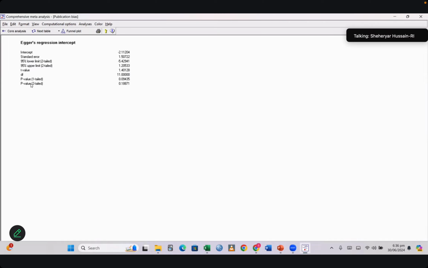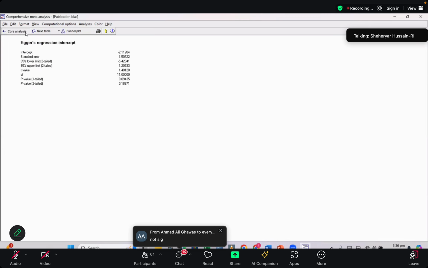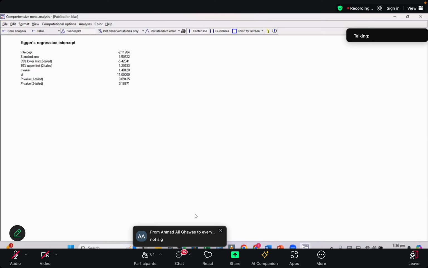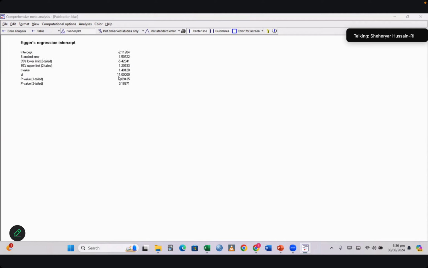Seeing this two-tailed p-value, you are always going to see the two-tailed p-value. Seeing this two-tailed p-value, kindly interpret this for me. If this core analysis has publication bias or not. Is the publication bias in this study significant or not? Everyone?